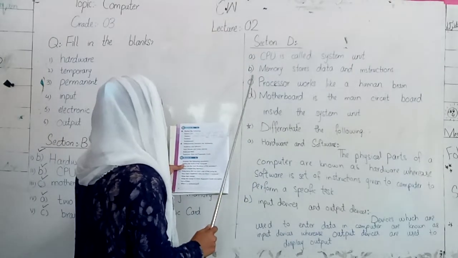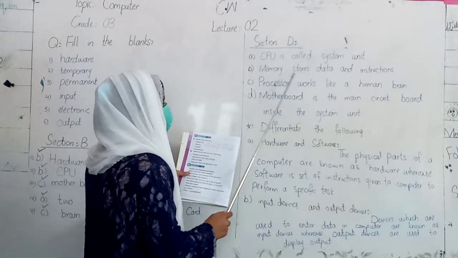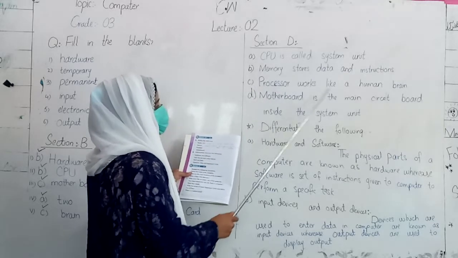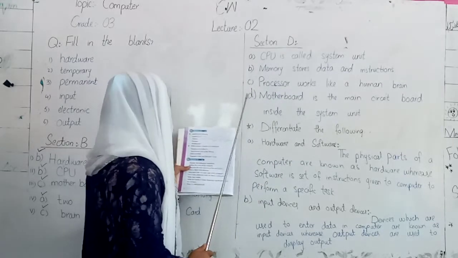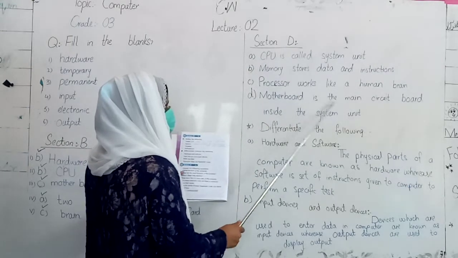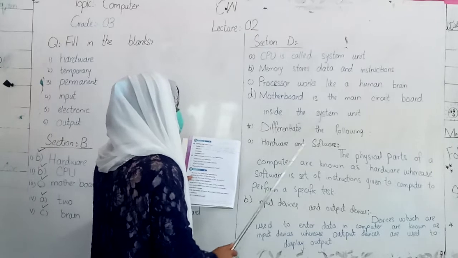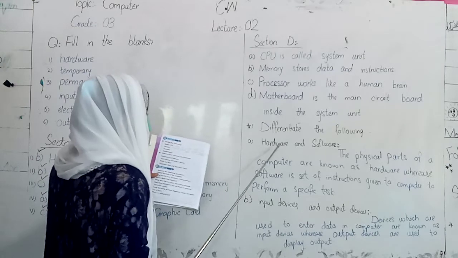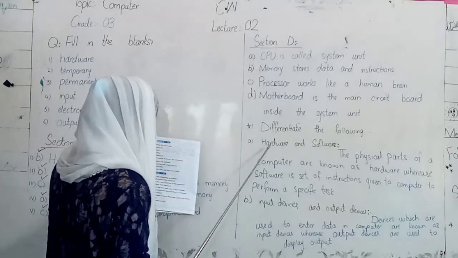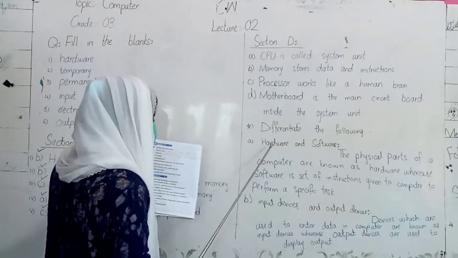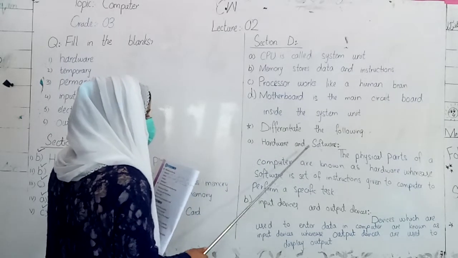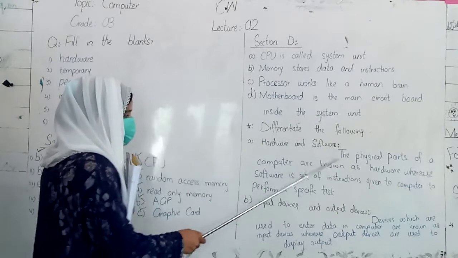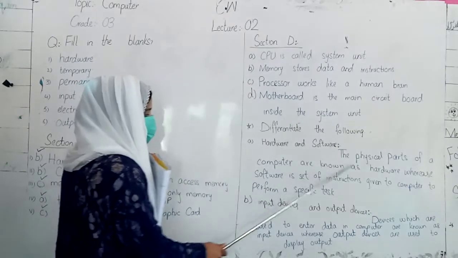Number B is memory. So what is memory? Memory stores data and instructions. C is processor. Processor works like a human brain. And D is motherboard. Motherboard is the main circuit board inside the system unit. Now we will move towards differentiate the following. Option A is hardware and software. As we have read in our previous lecture what is hardware and what is software, the right answer is: the physical parts of a computer are known as hardware.